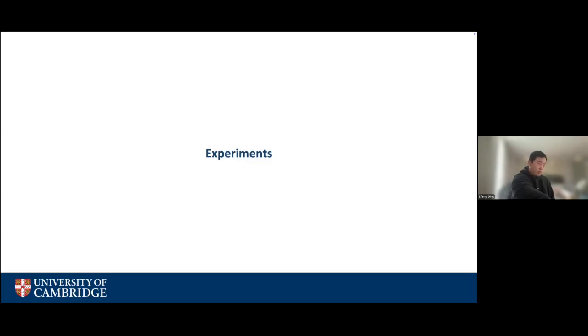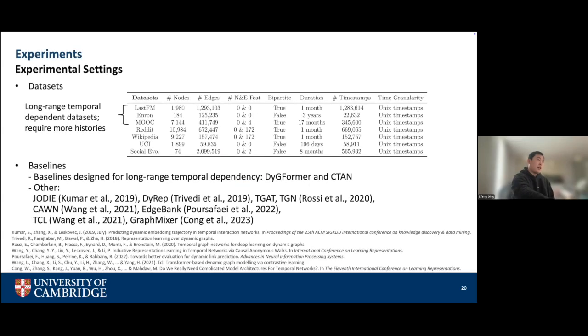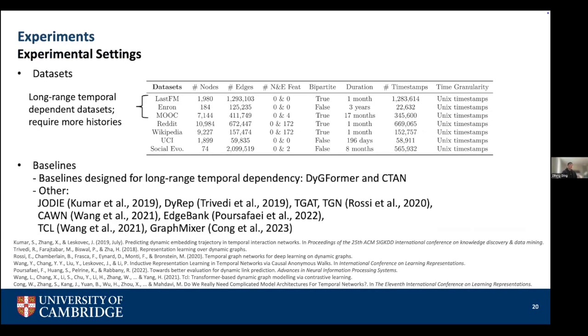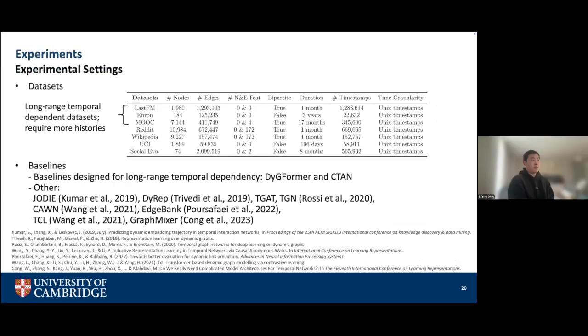Next is the interesting part. We finally get rid of these math calculations. Let's take a look at the experimental results. First, for the datasets we have considered, as we mentioned before, 7 real-world datasets: Last.fm, Enron, MOOC, Reddit, Wikipedia, UCI, Social Evolve, which are very standard CTDG datasets. The first 3 are long-range temporal dependent datasets because they require more temporal neighbors for optimal modeling.